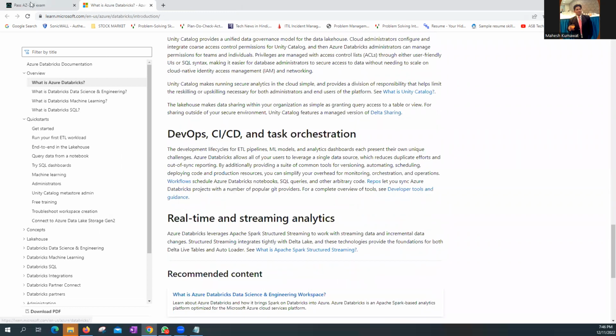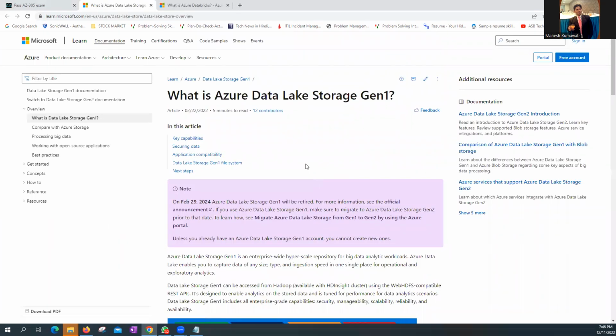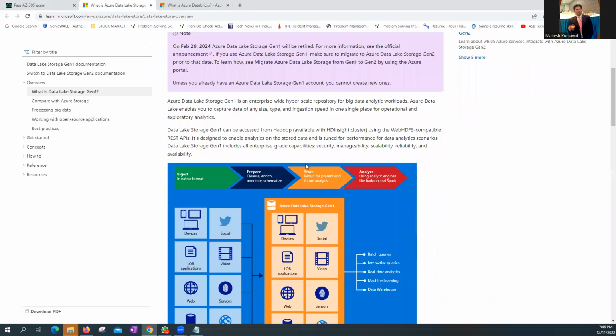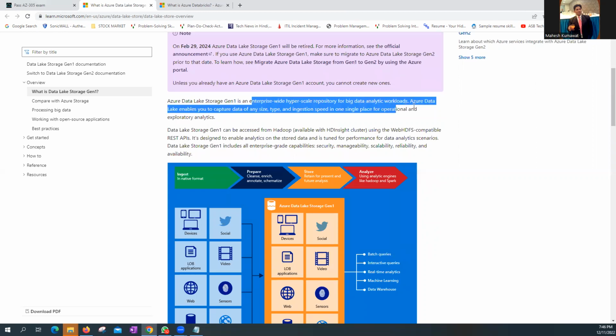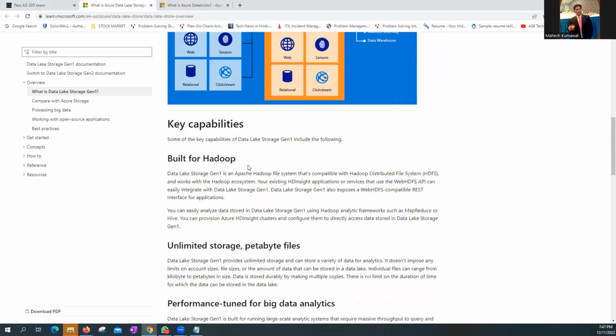Then we have Data Lake Storage Generation 1 and Generation 2. These are basically part of what type of servers you're going to use. It is an enterprise-level hyperscale repository for big data workloads. What type of workloads are you going to provide? You capture data, size, integrations, and you get operational and analytics use.